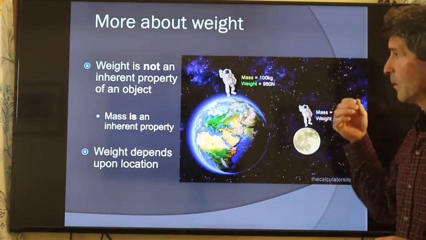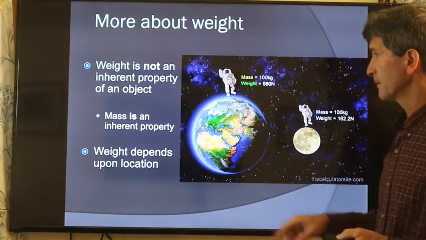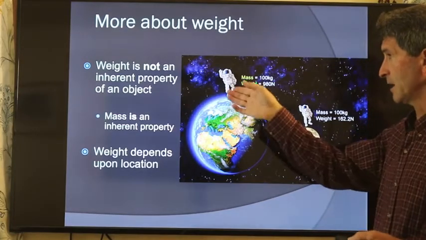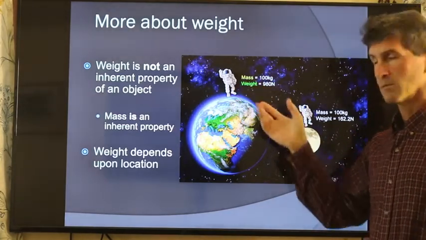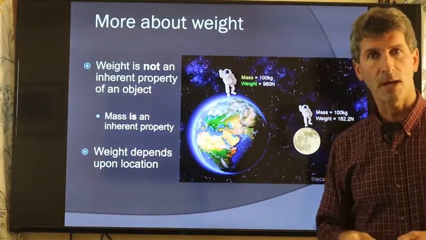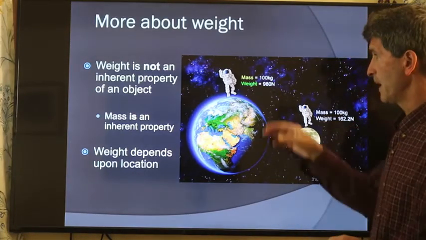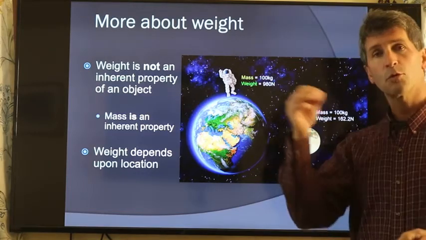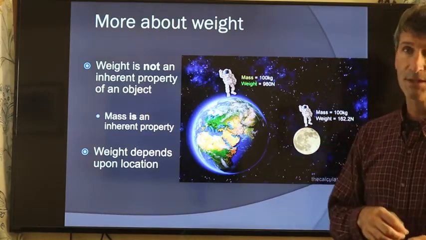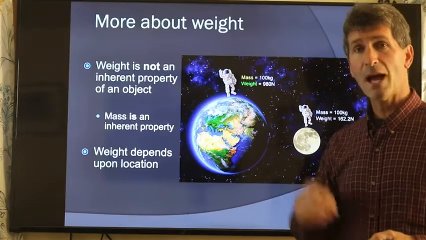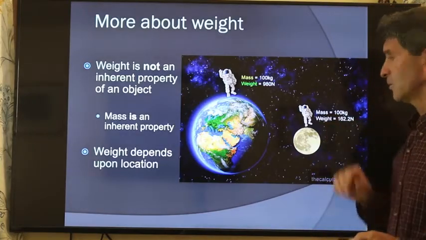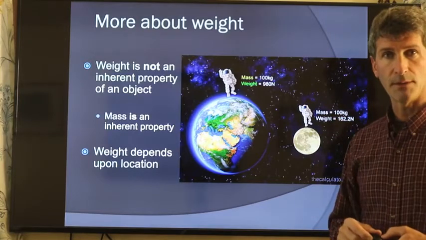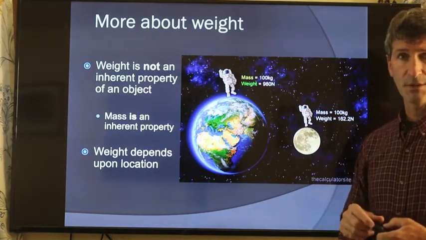So weight and mass, two different things. Say we have an astronaut who's a total of 100 kilograms, including their spacesuit. On the Earth, they would weigh 980 newtons. On the Moon, where the gravitational force is less, where the acceleration of gravity is less, they would weigh much less, about 1/6 of what they would on the Earth. Here, 162 newtons.